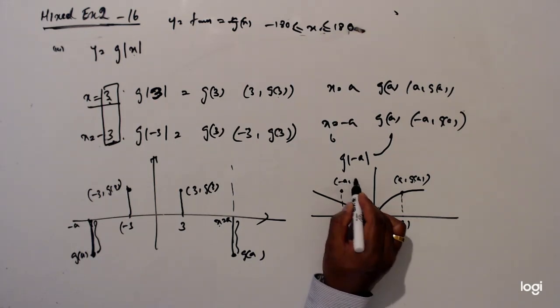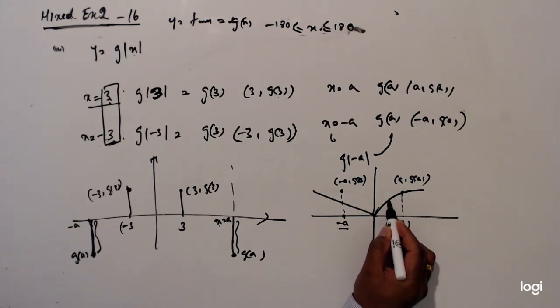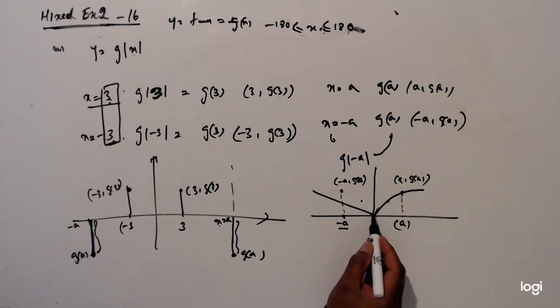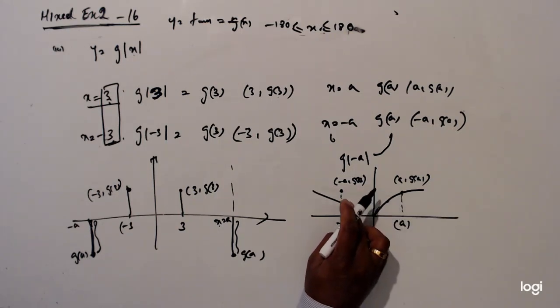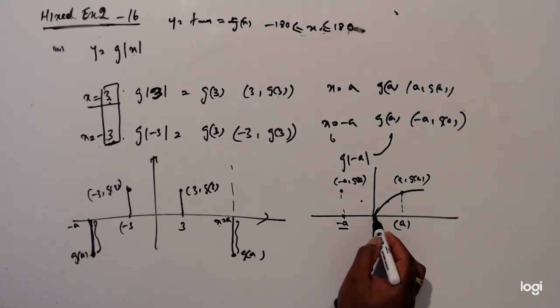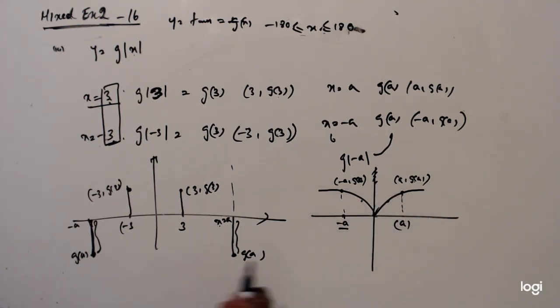So minus a, g(a). So what will happen? This point, if we consider, it's going to be here, and this part is disregarded. So this is going to be a mirror reflection in the y-axis. So that is the ultimate result.